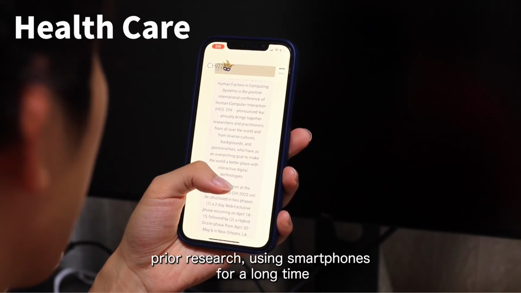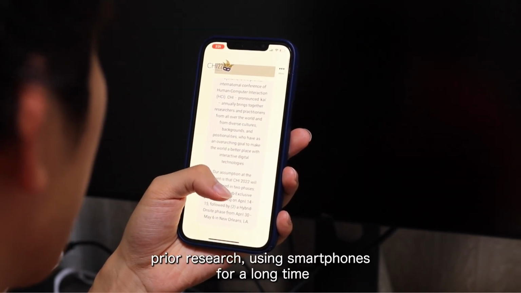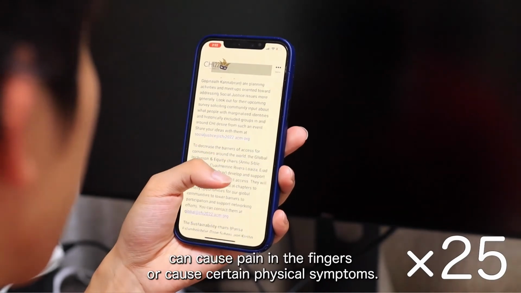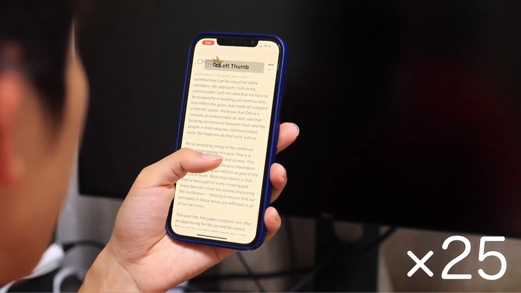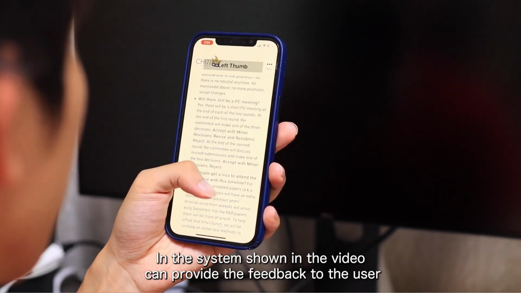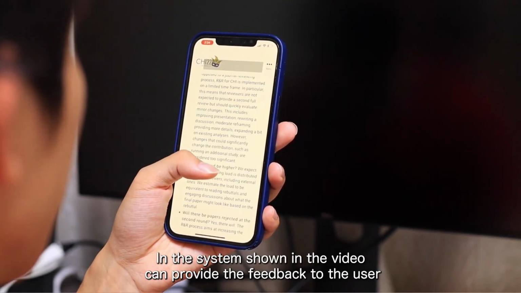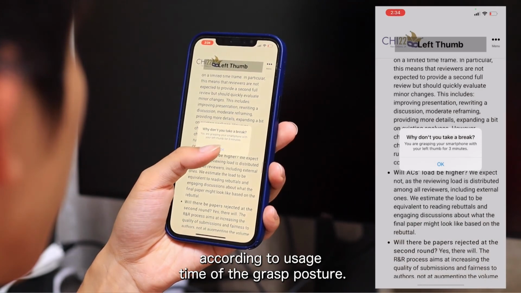According to prior research, using smartphones for a long time can cause pain in the fingers or certain physical symptoms. The system shown in the video can provide feedback to the user according to the usage time of the grasping posture.